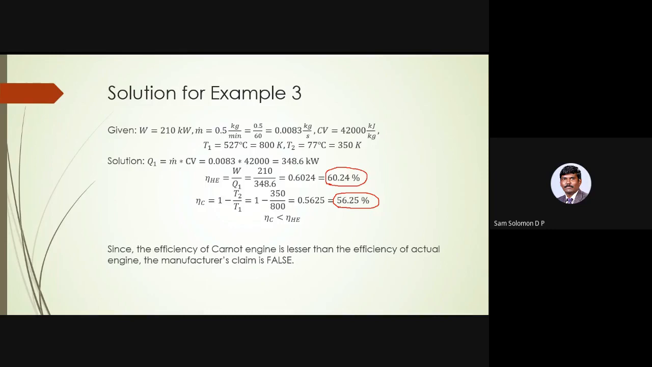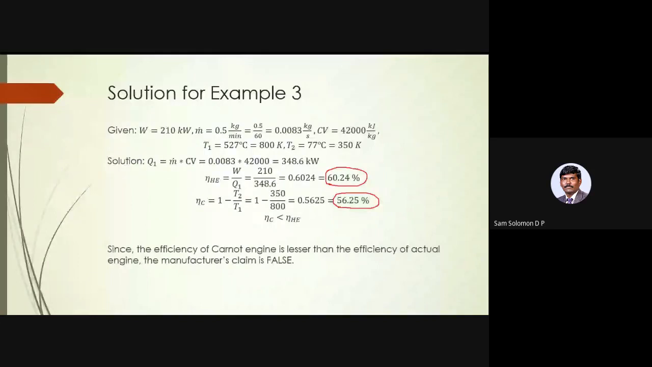Okay, so the claim of the manufacturer is false. Suppose in another situation you are getting the efficiency of the Carnot cycle greater than the efficiency of the actual cycle, then the claim of the manufacturer is true. Hope you guys have understood it. If you have any doubts, you can ask me also in between. Don't wait till the last moment.